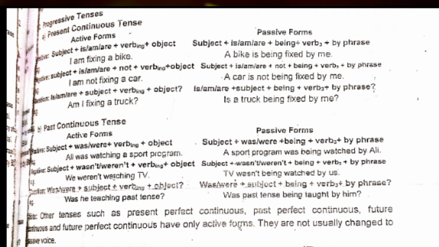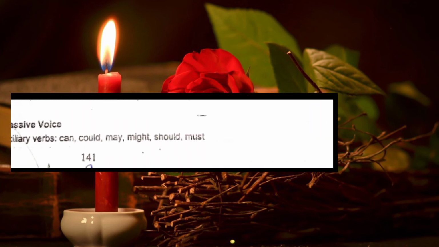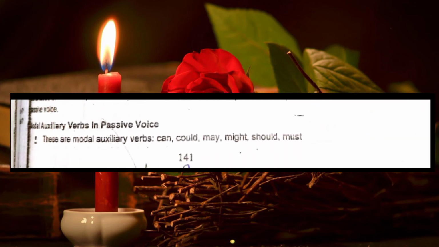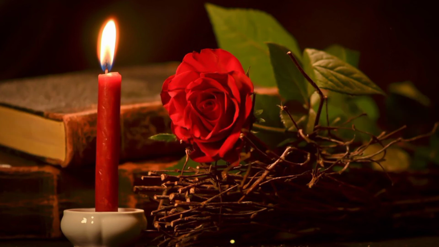Other tenses such as present perfect continuous, past perfect continuous, future perfect, future continuous, and future perfect continuous have only active forms. They are not usually changed to passive voice. Got it? Modal auxiliary verbs in passive voice. These are modal auxiliary verbs: can, could, may, might, should, must. So how are we going to change active forms like subject plus modal auxiliary verb plus verb first form?